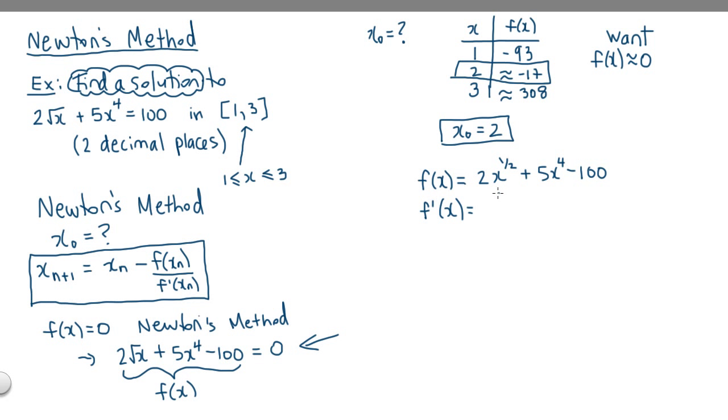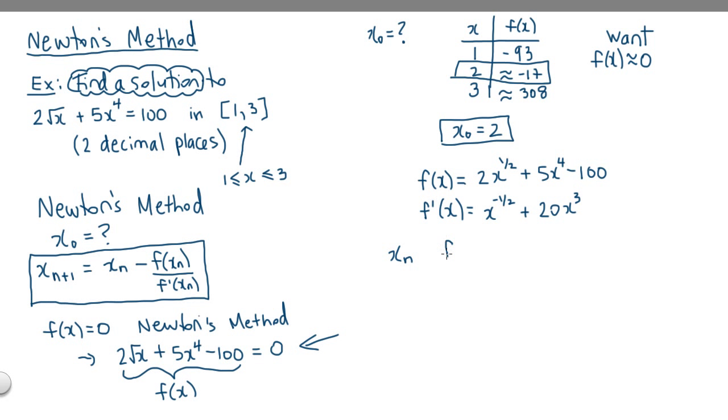Now f prime of x, we'll take our derivative. We're going to have 1 times x to the minus 1/2 plus 20x cubed. Okay, so that way we've got f of x and f prime of x all organized for us. Now here comes the key part of the calculation. I like to build a chart for Newton's method. It allows us to show our work, and it allows us to also double check our work fairly quickly. So what we're going to do is have a little column that represents our x values.